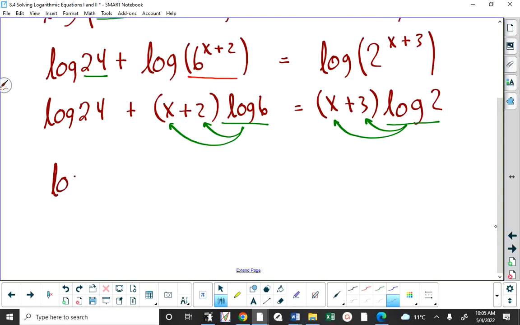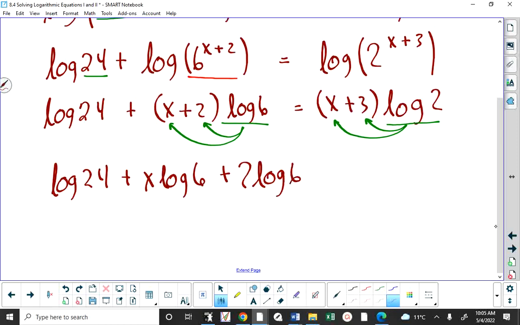So this becomes log of 24 plus x log 6 plus 2 log 6. And you can feel free at any point in time to write 2 log 6 as log of 36, because I can move that 2 up top, equals x log 2 plus 3 log 2, and be careful with the 3 log 2, you can feel free to write that as log of 8, because 2 to the 3 is 8.